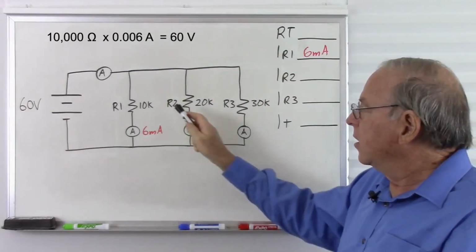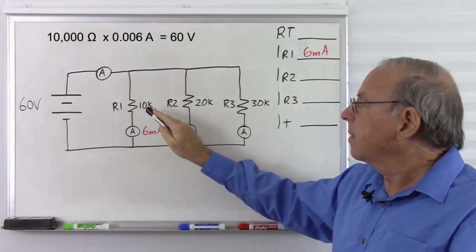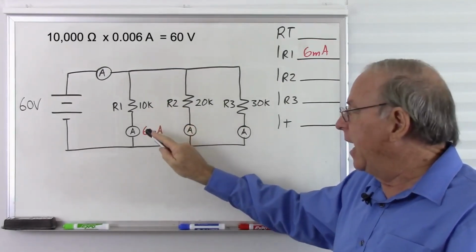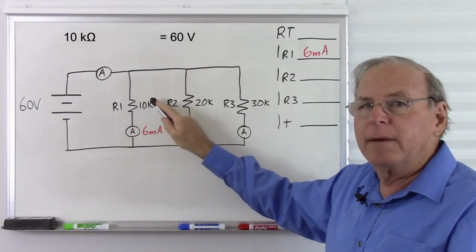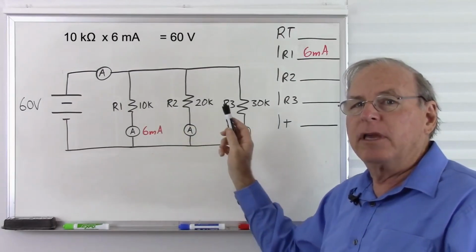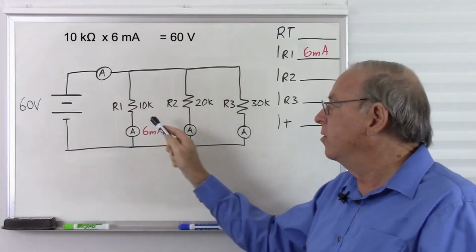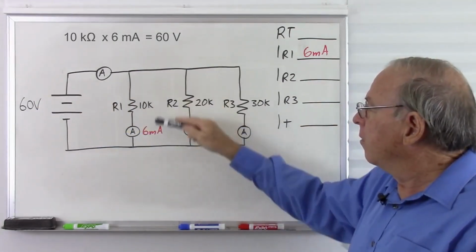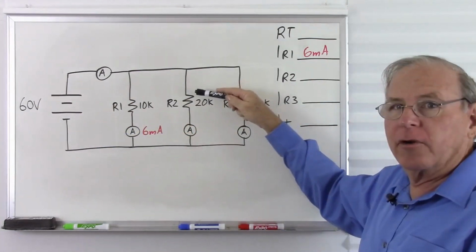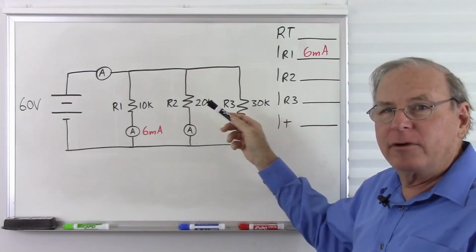Or we can look at it this way. We have 10K and 6 milliamps. If we multiply 10 kilo ohms by 6 milliamps, that will give us an answer in whole volts. So 6 times 10 is 60. Now that we know the voltage, we can calculate the current through R2. But let's not do it that way.